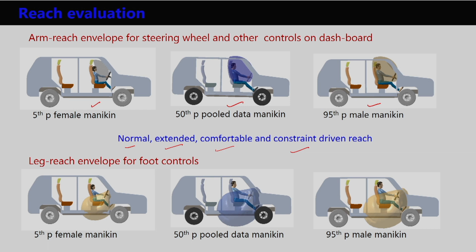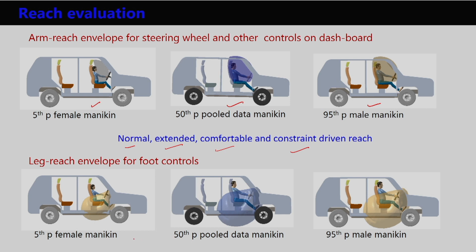Then, if there is no seat belt, or if there is a seat belt but the driver is extending his body forward, then the body movement is happening from the waist joint. When the body is moving from the waist joint, then the extended arm reach is more and they can access more area. So, that type of evaluation is also possible. Then it is also possible to evaluate how much area or reach is possible within comfortable hand or leg movement. Similarly, we can go for evaluation of constraint driven reach, where the hand is moving only from the elbow joint or only from the wrist joint. This type of evaluation is also possible in different types of digital modeling software.